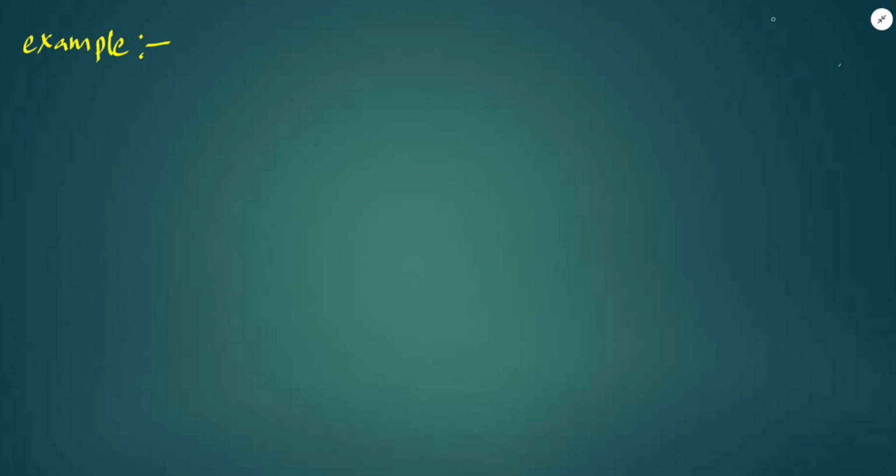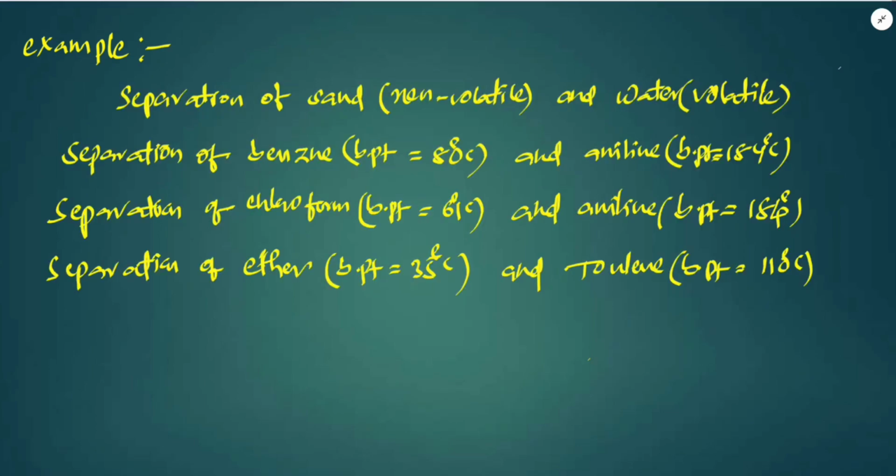Have a look at the examples. Separation of sand and water: sand is a non-volatile substance, and water is a volatile substance. Separation of benzene and aniline: the benzene boiling point is 80 degrees Celsius, and the aniline boiling point is 184 degrees.